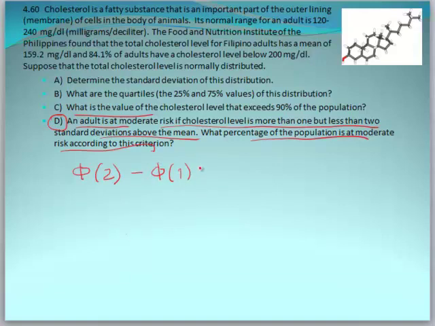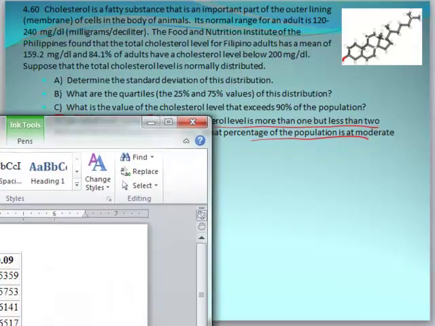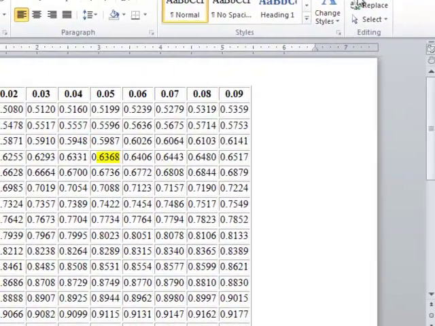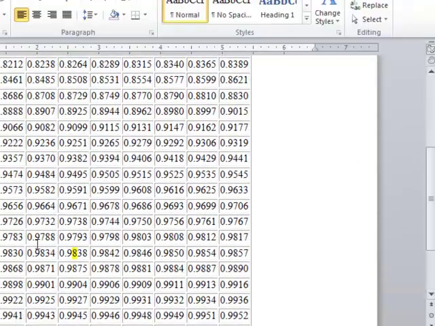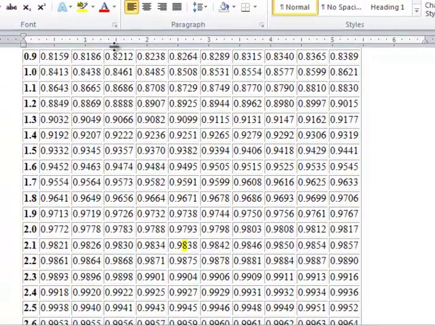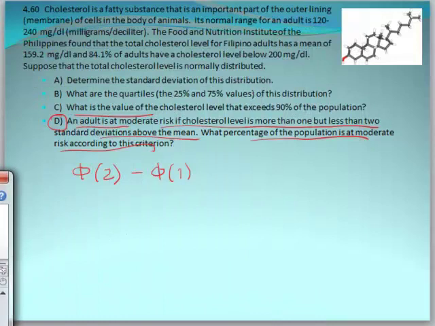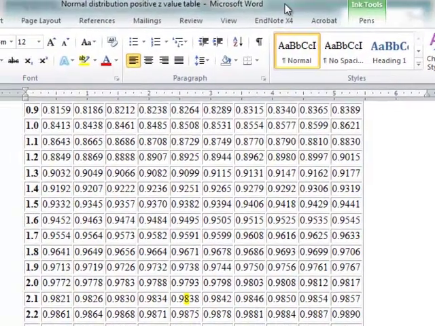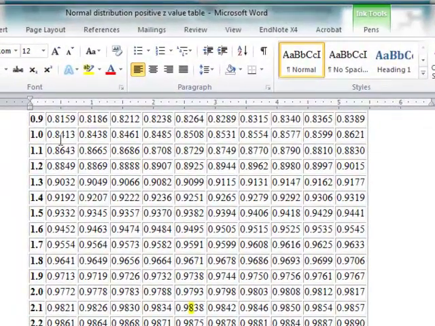Well, if we look up both of those values on our table, let's look them up. I have to move around a little bit. 2.0. Okay, here's 2.0, it's 0.9772. So we'll put that, 0.9772, minus value 1. So go back here and, let's see, value 1 is 0.8413.